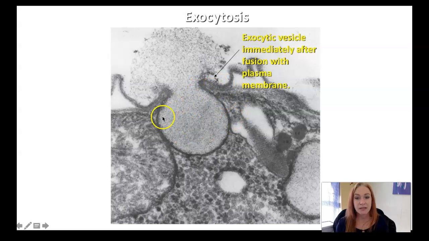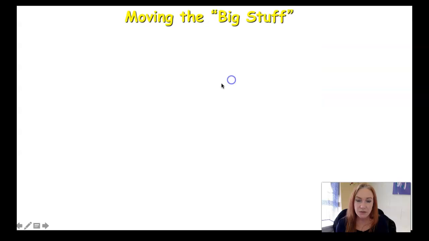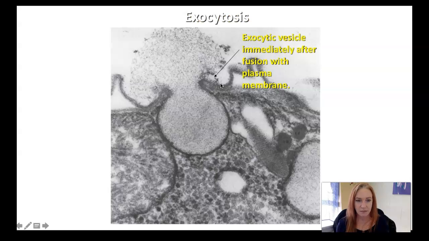Okay, so here's an exocytic vesicle that has fused with the plasma membrane, which is this little line that I'm tracing. So the cell's plasma membrane is there, and then this. And here's another one over here getting ready to fuse. Those are the vesicles. This one has fused with the cell membrane and out the cell product.